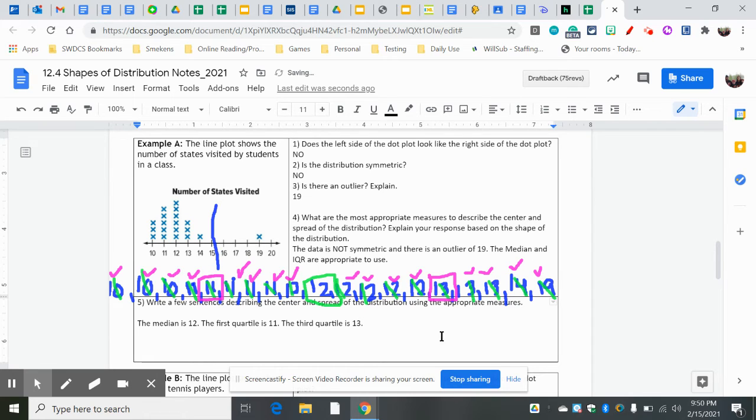So remember, if I do IQR, what is the IQR? I take quartile 3 minus quartile 1. So the IQR would be what?